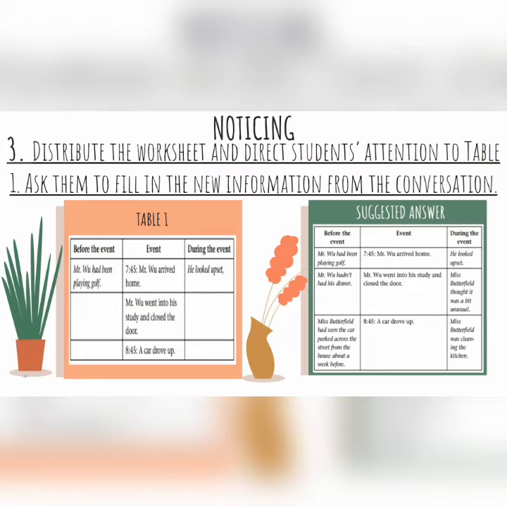For example, in the left column, before the event, they could write Mr. Wu hadn't had his dinner and Miss Butterfield had seen the car parked across the street from the house about a week before. And in the right column, during the event, they could write Miss Butterfield thought it was a bit unusual and Miss Butterfield was cleaning the kitchen.